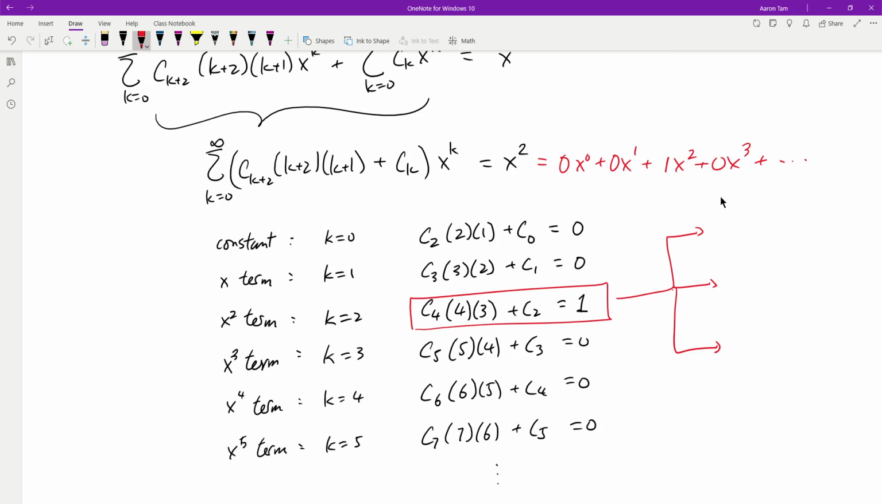Number one, we can let c sub 2 equal 0 and c sub 4 equal 1/12. That would allow me to satisfy this equation, because it would be 1/12 times 4 times 3 plus 0, which is 1. Another one is to reverse the process and say, let's say c sub 2 equal 1 and c sub 4 equal 0.